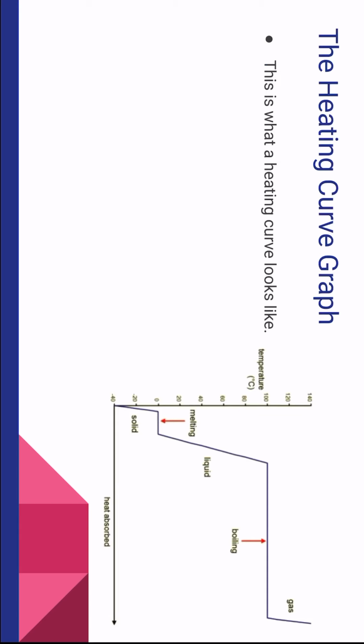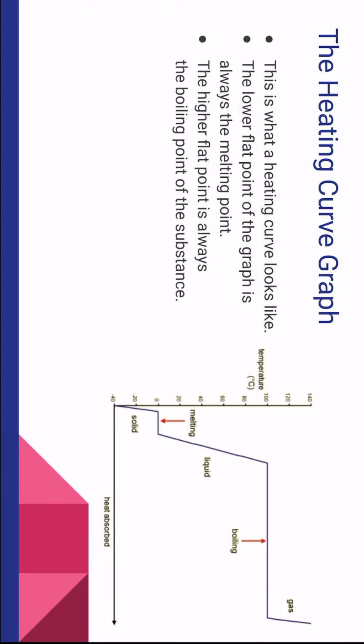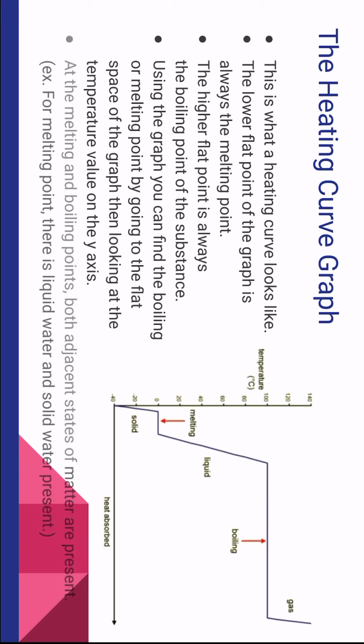This is what a heating curve looks like. The flat point in the lower end of the graph will always be your melting point. The higher flat point is always going to be your boiling point. Therefore, using a heating curve, you can always find the boiling or the melting point by going to the flat sections and then looking at the temperature in the y-axis.